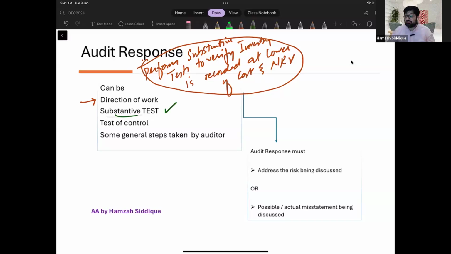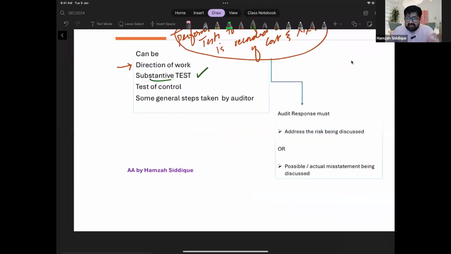So we can write a response that: discuss with the management the assumptions used for revaluation to assess the validity of those assumptions. Direct substantive test on the issue. Right? It can be a test of control on the matter.